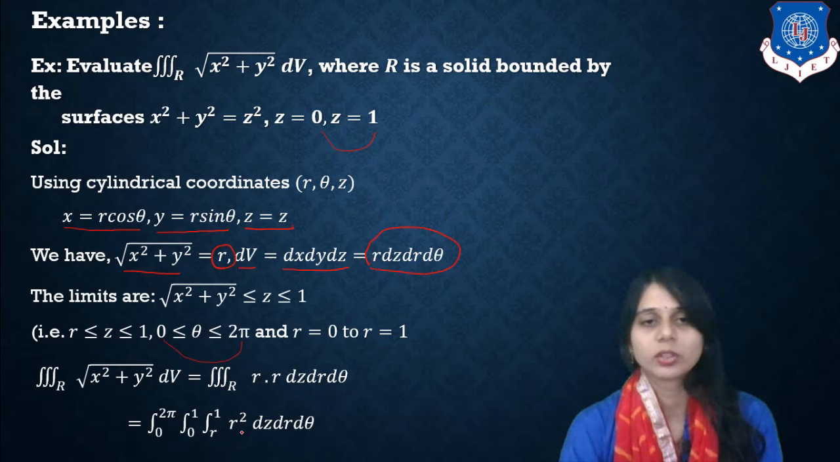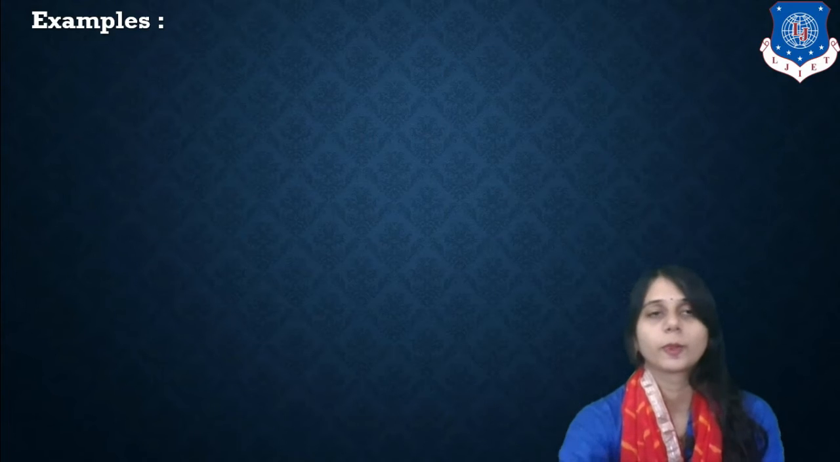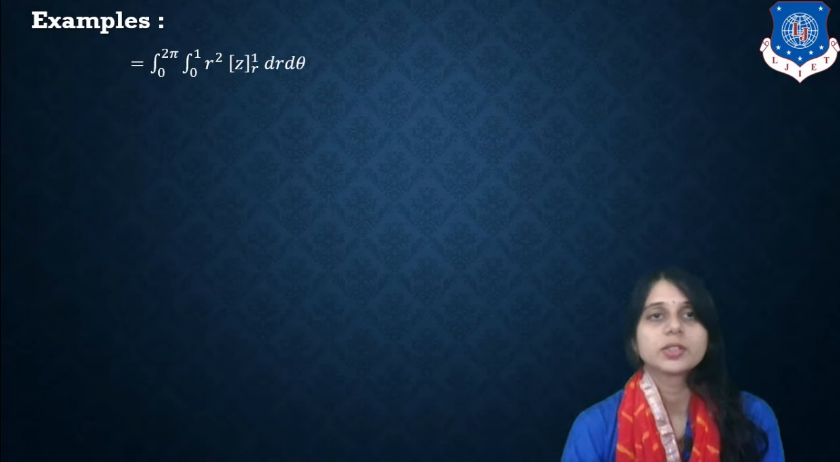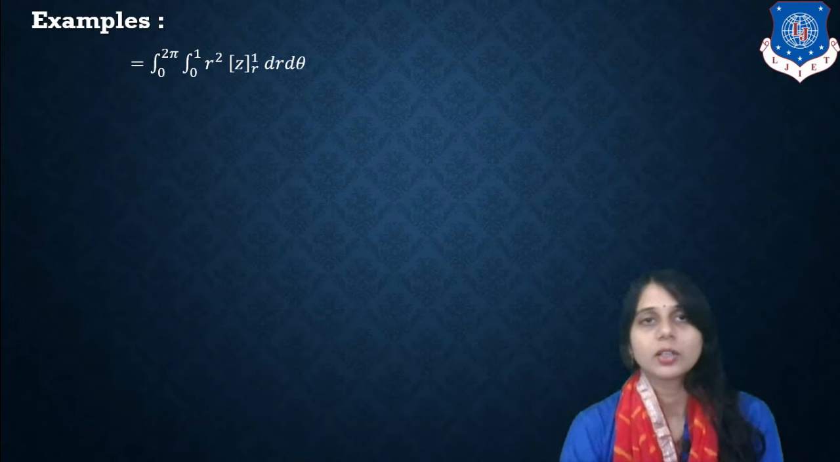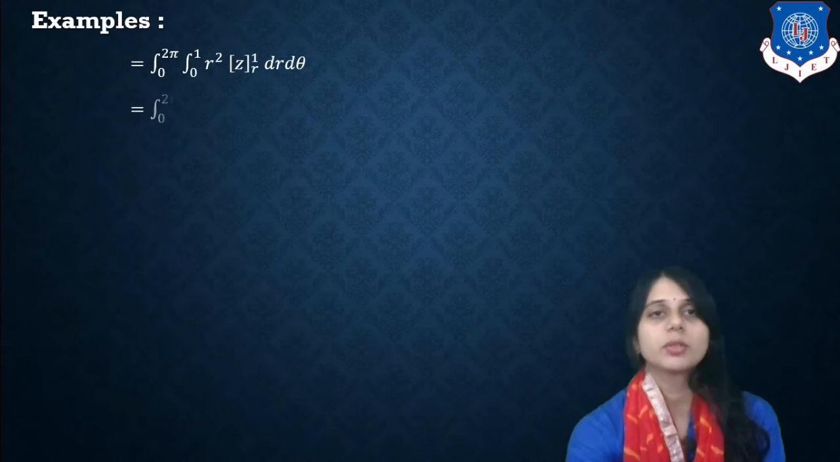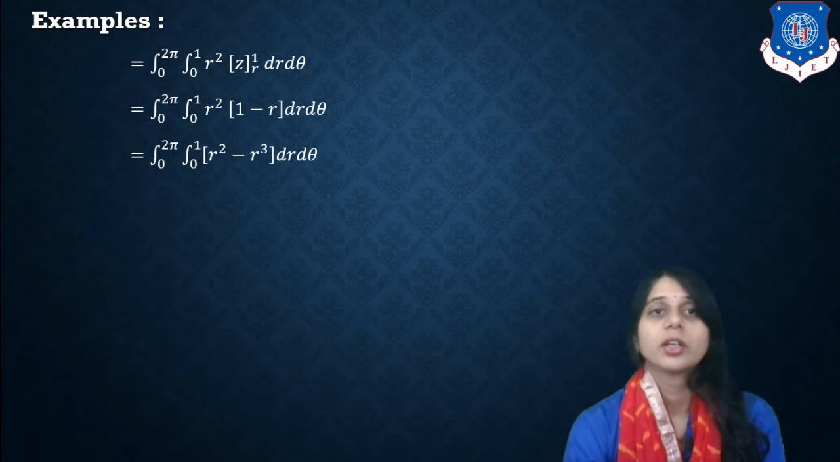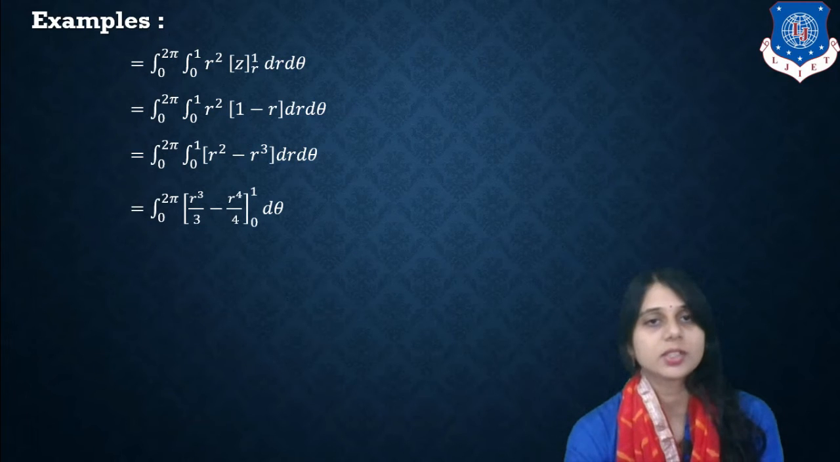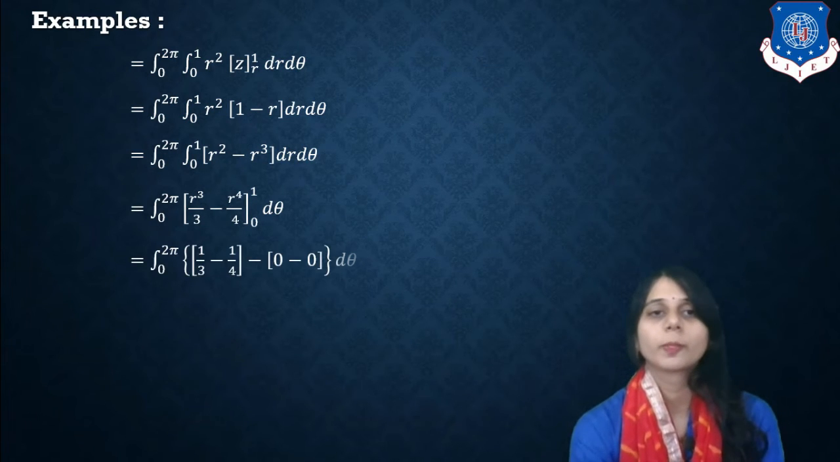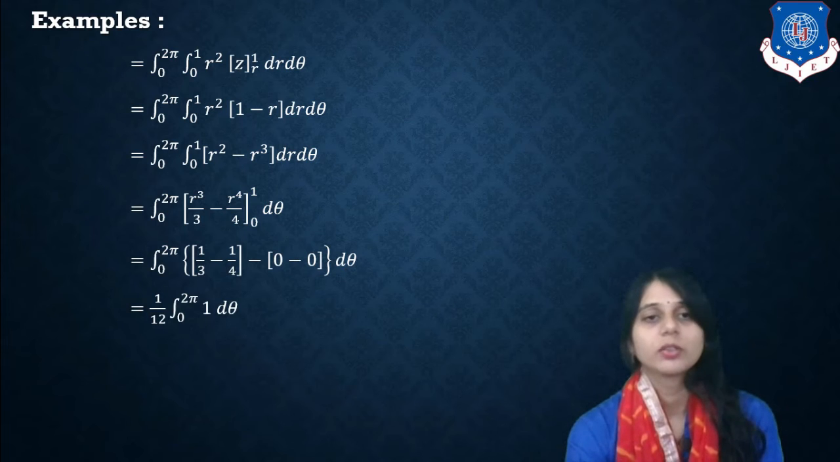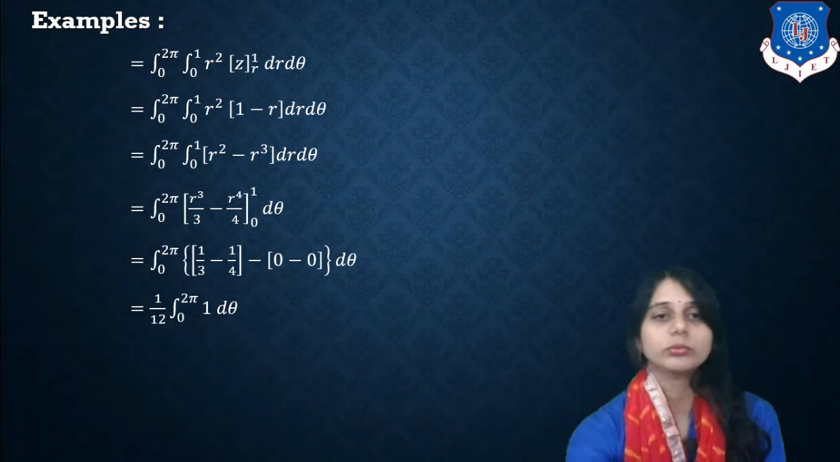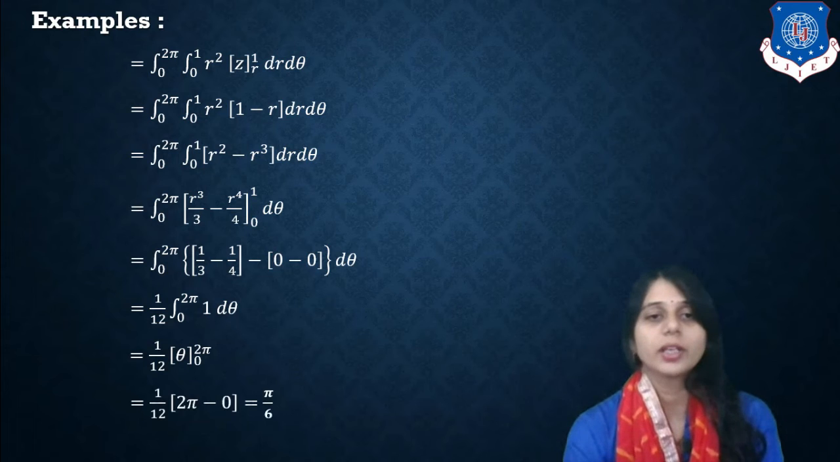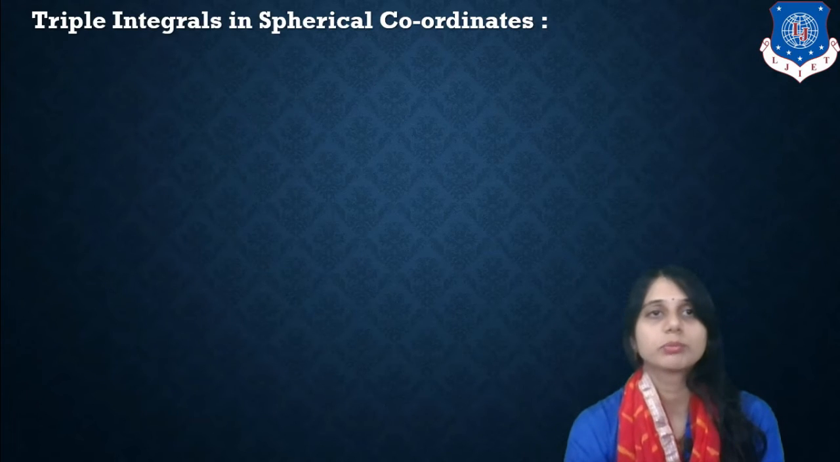First of all we integrate with respect to z. So 0 to 2 pi, 0 to 1, r squared, integration of 1 dz is z, from r to 1. Putting the upper limit minus lower limit, we get 1 minus r. Multiplying with r squared and integrating with respect to r, we get r cubed by 3 minus r raised to 4 by 4, from 0 to 1. Upper limit minus lower limit, then we integrate with respect to theta. So we get 2 pi minus 0 by 12, equal to pi by 6.